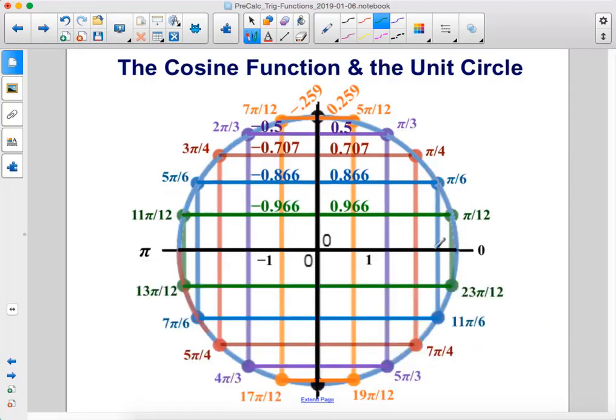Okay, so if we drop lines down from these points onto the fourth quadrant down here, onto the unit circle, you'll see that they have the exact same cosine values as up here because we're still to the right of the y-axis, so these are all positive cosine values. So the cosine of pi over 6 is 0.866. The cosine of 11 pi over 6 is also 0.866. Over here, we're going to have the same values as up here in the second quadrant because they're negative. So the cosine of 3 pi over 4 is negative 0.707. The cosine of 5 pi over 4 is also negative 0.707.